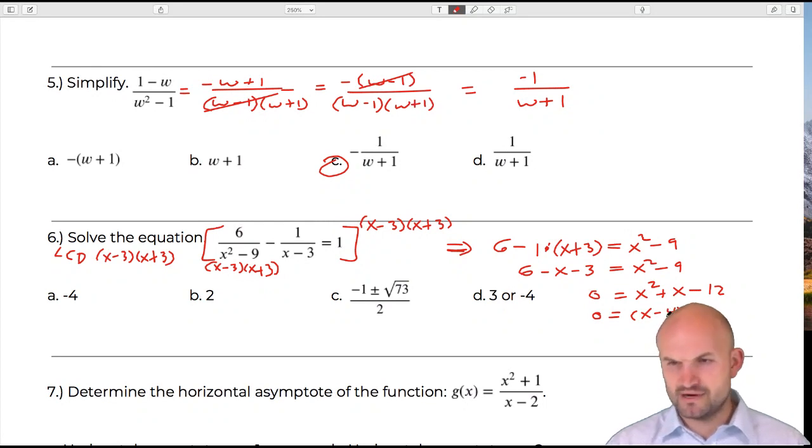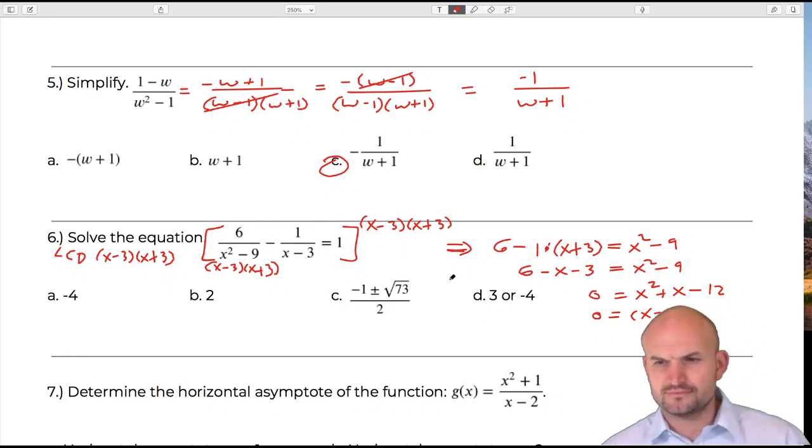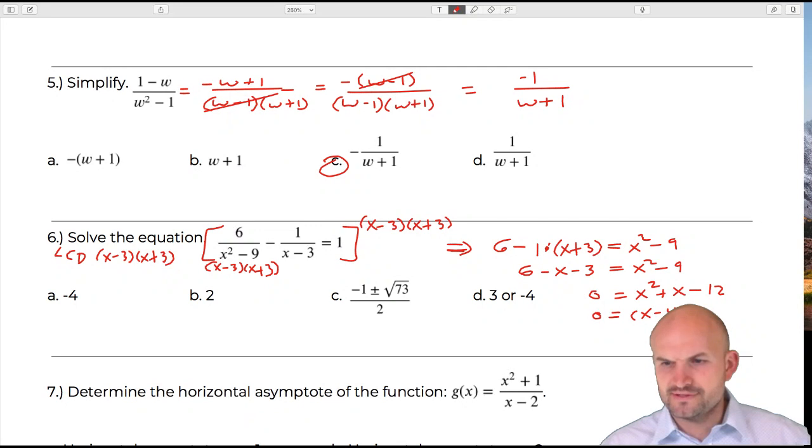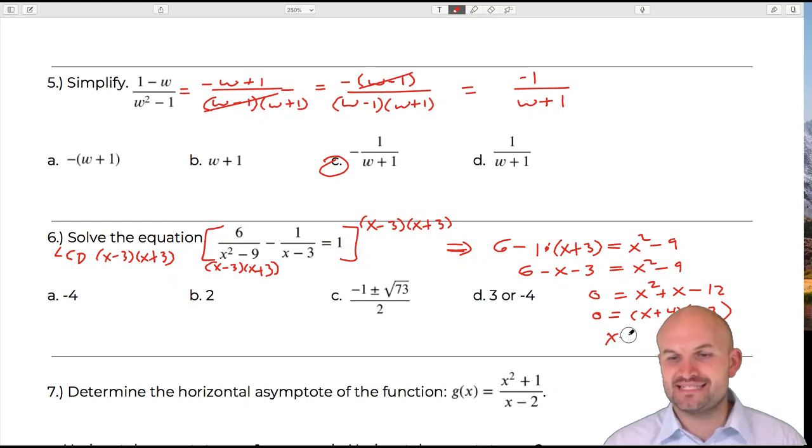No. Crap, what did I do wrong? That's a negative x. X plus 3. And I thought that I had that right. Oh, that's supposed to be positive. You're right. X minus 3. Who am I saying you're right? I'm talking to myself. X minus 3. There you go. So therefore, we can see that x equals negative 4 and x equals positive 3.